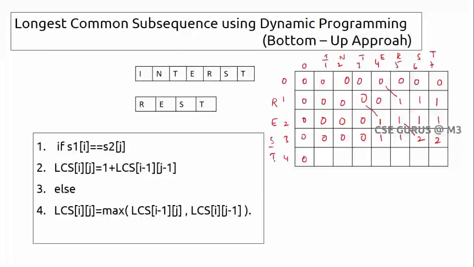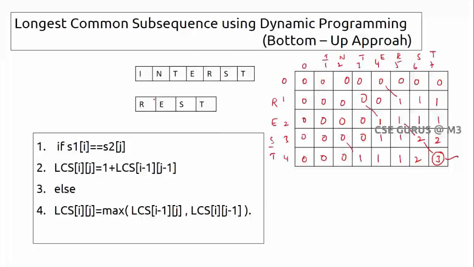2. Now the next one, T and I not matching, 0, maximum of these two. T and N not matching, maximum of these two 0. T and T, yes, matching, so 1 plus 0, which is 1. T and E not matching, maximum of 1 comma 1 only. T and R not matching, maximum of 1 comma 1 only. T and S not matching, 1 comma 2, what is the maximum? 2. T and T, yes, matching. Now 1 plus 2, which is 3. So the final answer we are getting is 3.